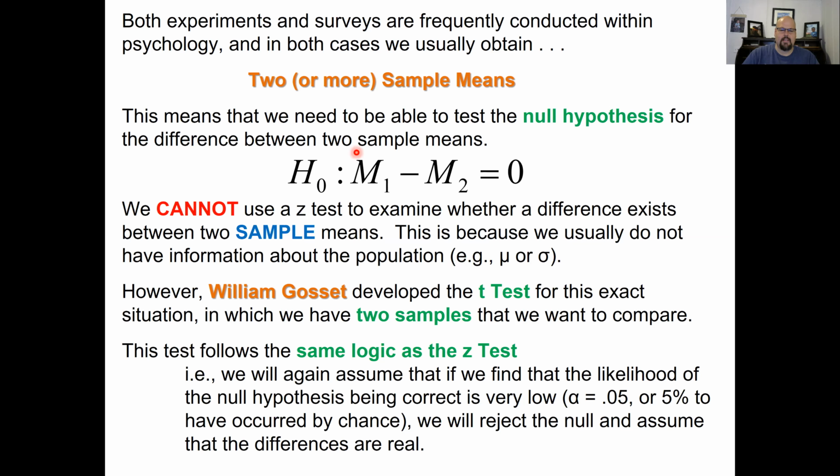So what do we do? Well, William Gossett developed something called the t-test to be able to determine, is there a difference between two samples? It follows the exact same logic as a z-test or standard scores test, except what varies is some of the metrics that we use to evaluate it.